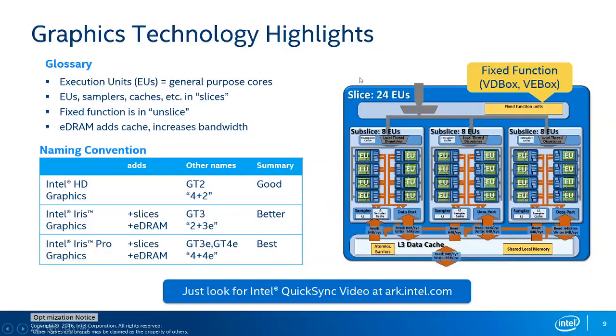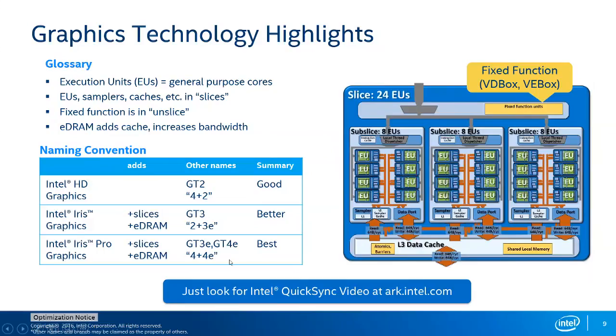So everything starts with this single slice, and then more pieces are added. You'll see these compute units, the general purpose cores, execution units, and the slice actually has a lot of memory hierarchy that goes with those execution units as well. And then there's the fixed function, which is outside of the slice architecture, and EDRAM as well in some of the higher models.